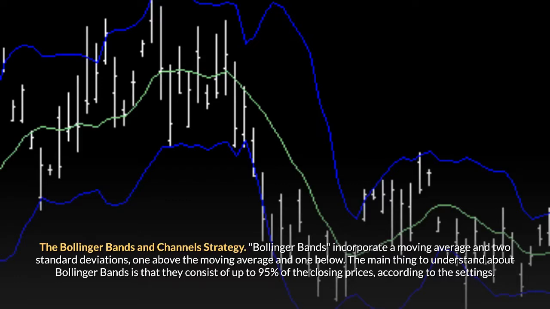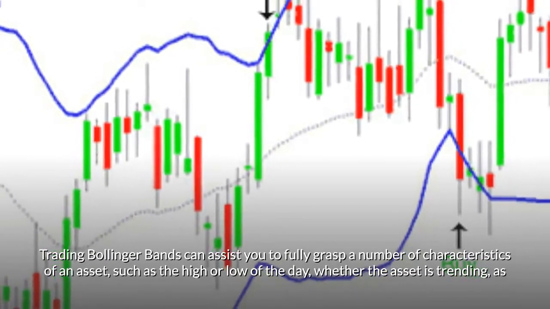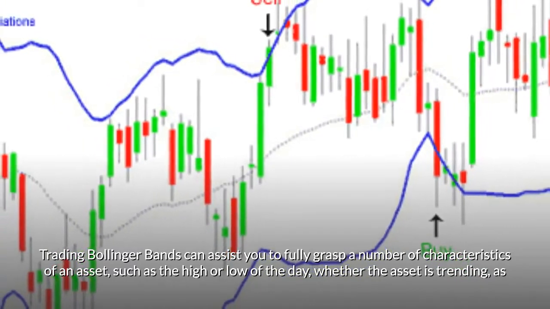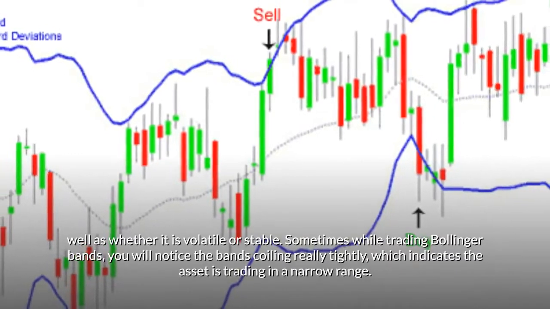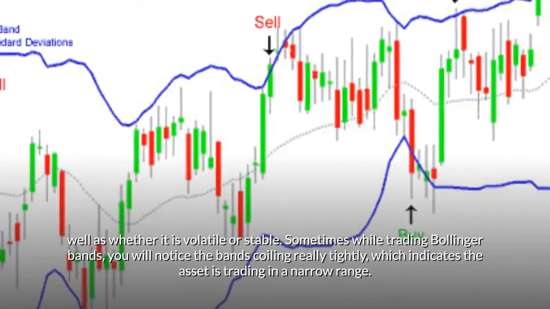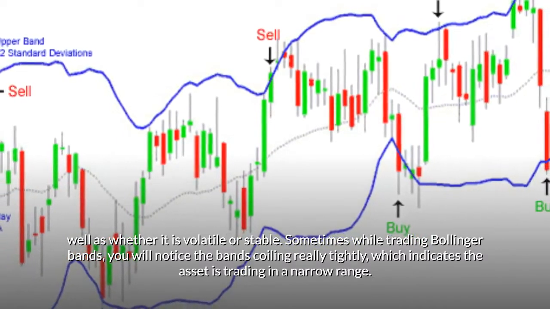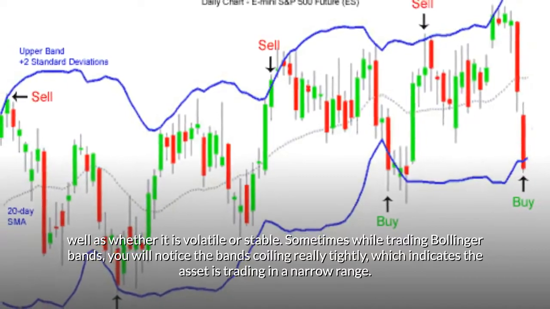The main thing to understand about Bollinger Bands is that they consist of up to 95% of the closing prices, according to the settings. Trading Bollinger Bands can assist you to fully grasp a number of characteristics of an asset, such as the high or low of the day, whether the asset is trending, as well as whether it is volatile or stable. Sometimes while trading Bollinger Bands, you will notice the bands coiling really tightly, which indicates the asset is trading in a narrow range.